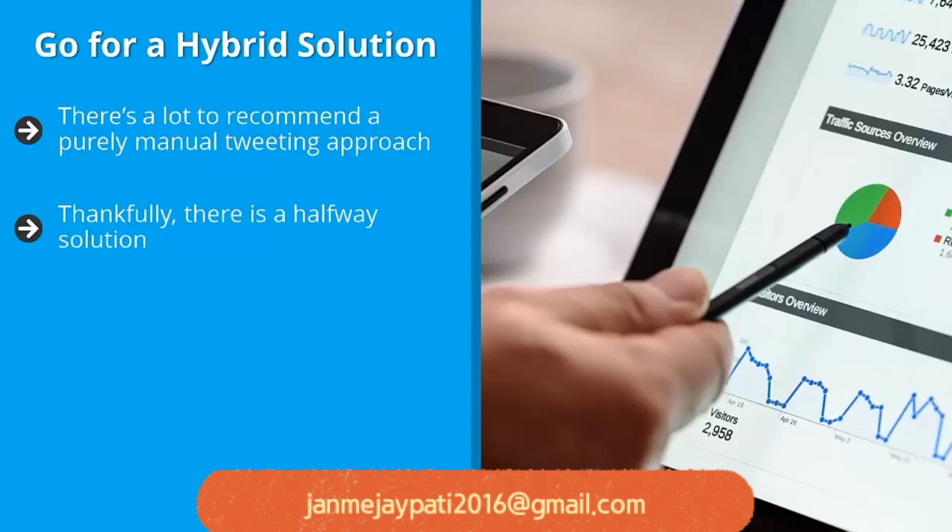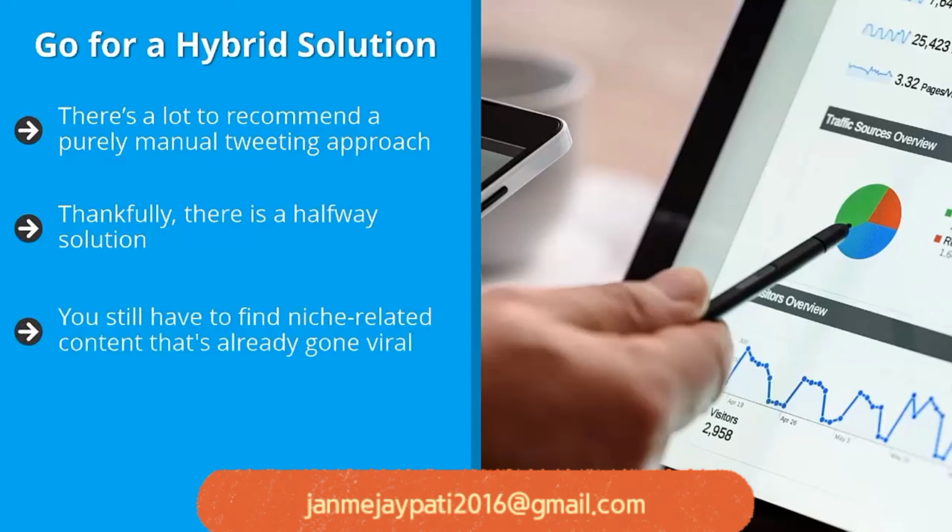This hybrid solution is pretty straightforward. You can use tools to post on your Twitter feed, but engagement is done manually. That's pretty much how it boils down. You still have to find niche-related content that's already gone viral. There's no getting around this. You still have to do this. Thankfully, there is a cheaper way to do this.